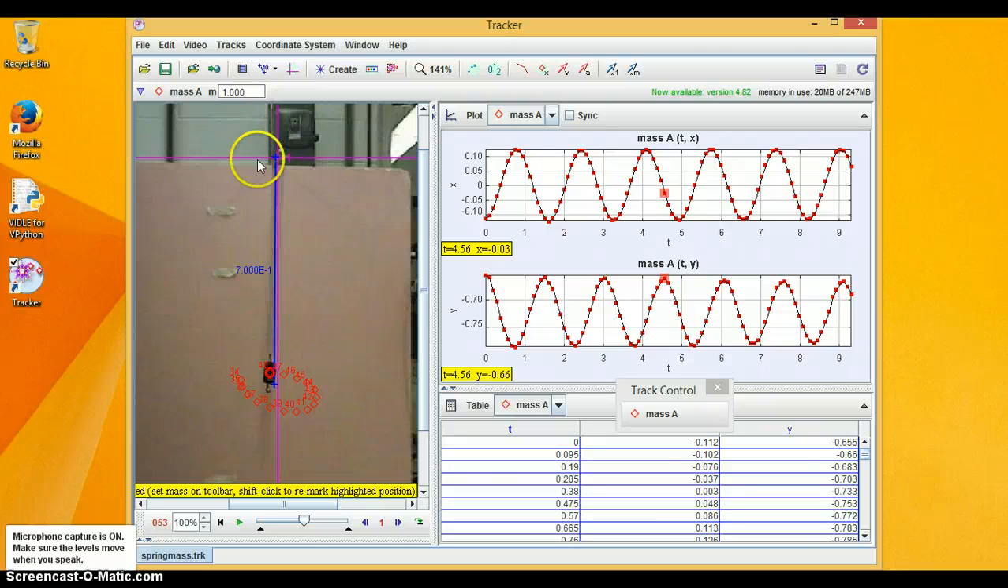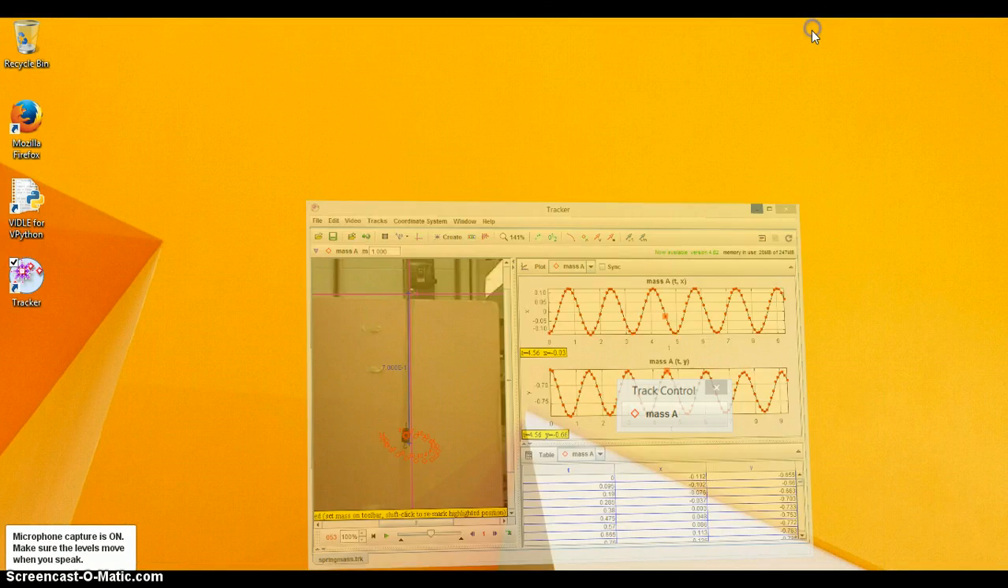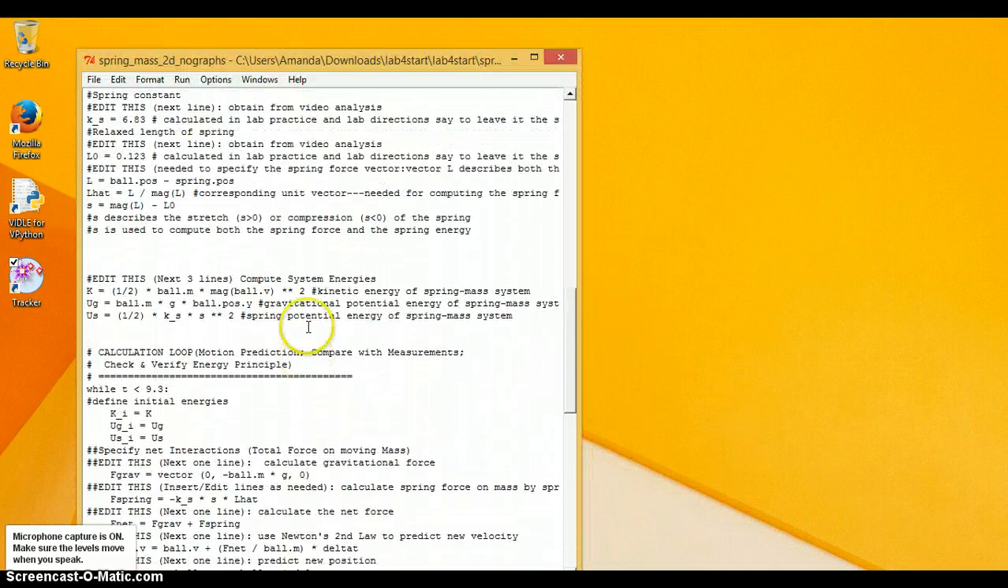I selected the origin as the attachment point of the spring, the positive x-axis to the right, and the positive y-axis to the top. I then tracked the motion of the mass frame by frame. Please note that for this part of the analysis, the system was selected to be the mass alone. I set up the computer program as we have done in previous labs.